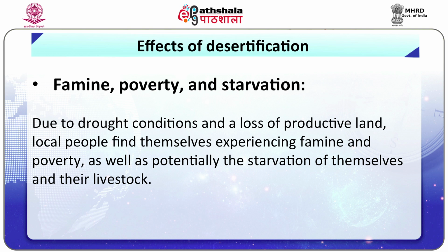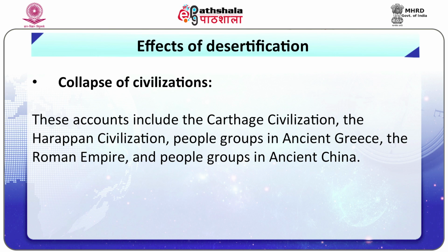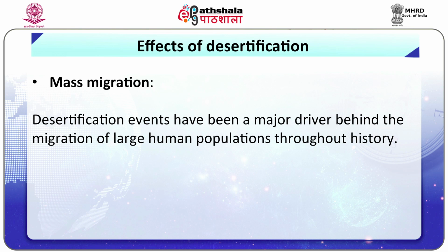Number 4. Collapse of civilizations. There are many historical accounts of how various people groups throughout human history experienced collapse of their civilization as drought and desertification occurred to their lands. These accounts include the Carthage civilization, the Harappan civilization, people groups in ancient Greece, the Roman Empire, and the people groups in ancient China.